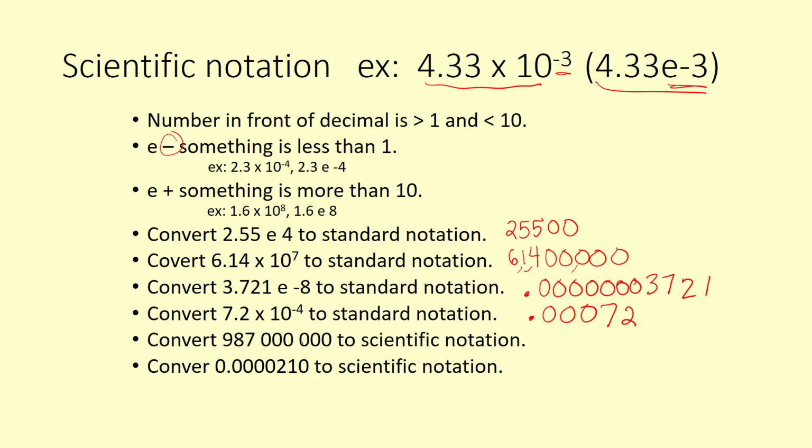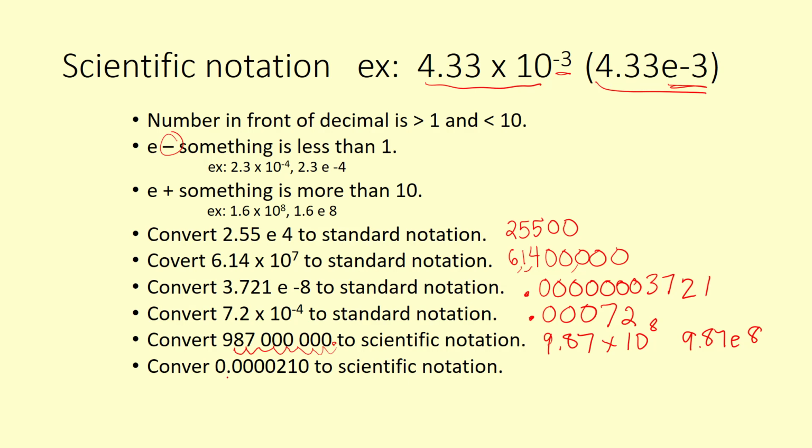All right. Finally, if we have a big number we want to convert to scientific notation, then it's going to have a positive value after the 10 or after the E. So I start here and I go 1, 2, 3, 4, 5, 6, 7, 8. 9.87 times 10 to the 8th. Or you can write it as 9.87E8.